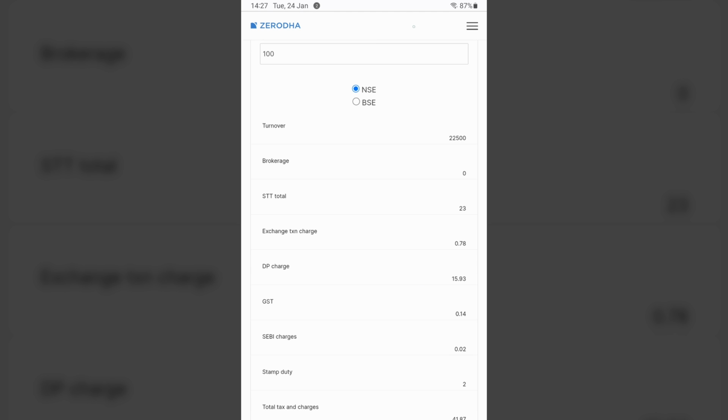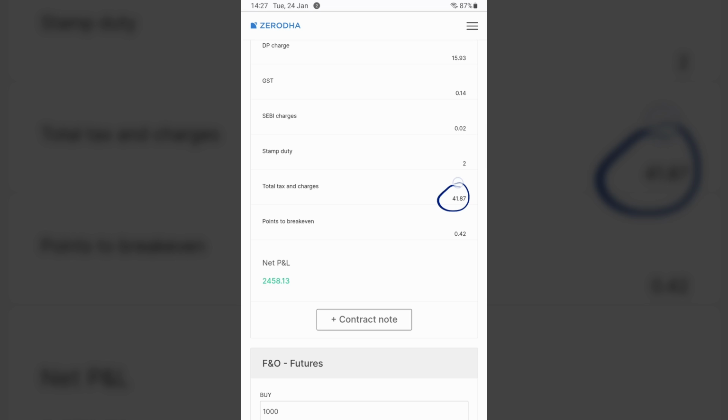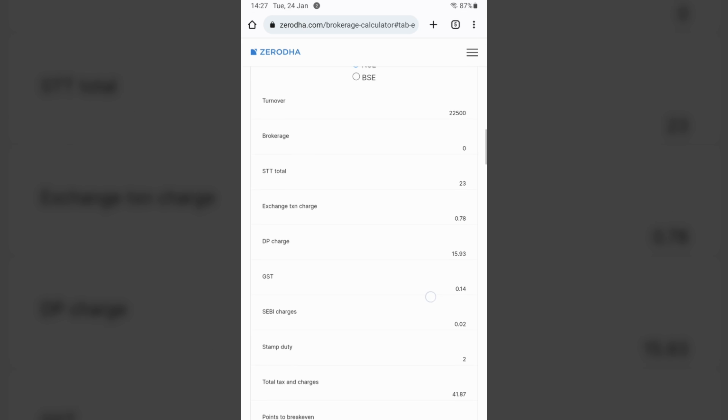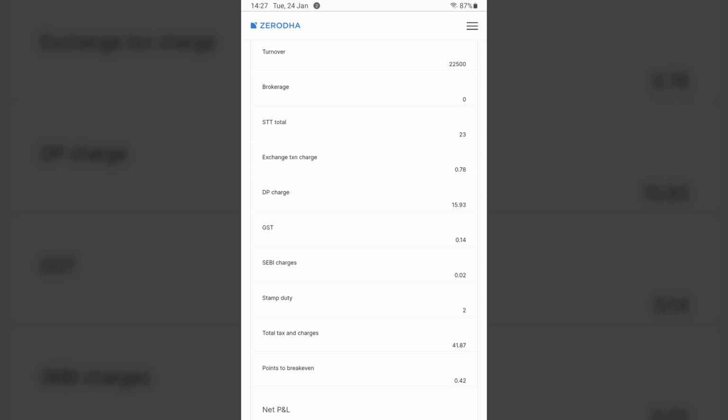So on a turnover of 22,000 rupees, I am paying roughly 41 or 42 rupees as charges in delivery. Now this is pretty constant across all brokerages. For long term, I don't think any brokerage will give you a better deal than this.